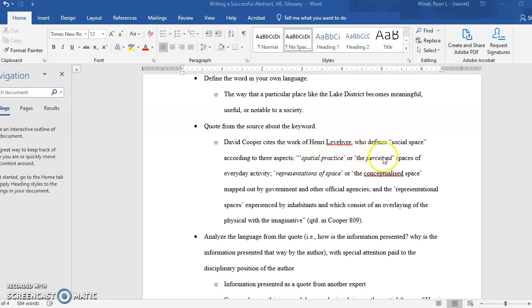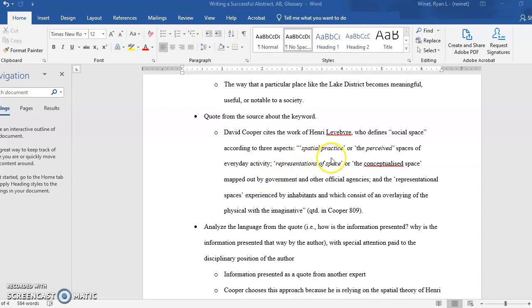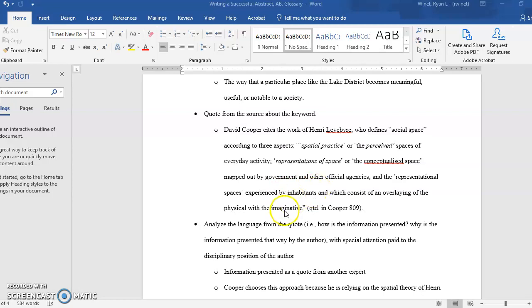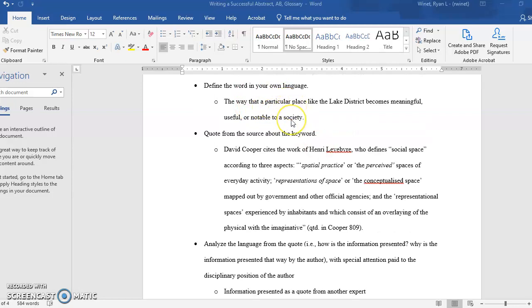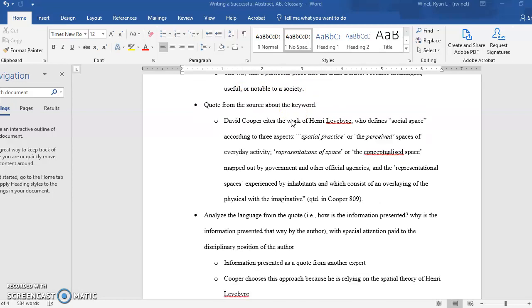Social practice, or the perceived spaces of everyday activity. Representations of space, or the conceptualized space, mapped out by government and other official agencies, and the representational spaces experienced by inhabitants and which consist of an overlaying of the physical with the imaginative. Okay, that's a lot, but even in being complicated, it is a robust definition that helps give more foundation to the way that I understand this term.